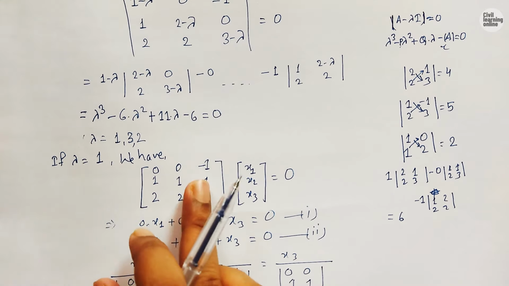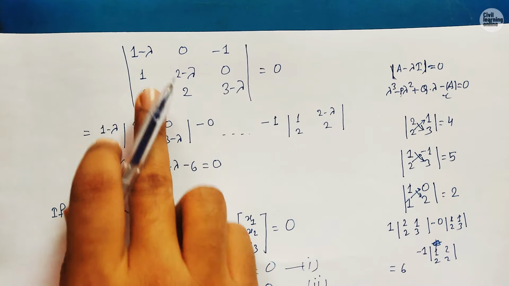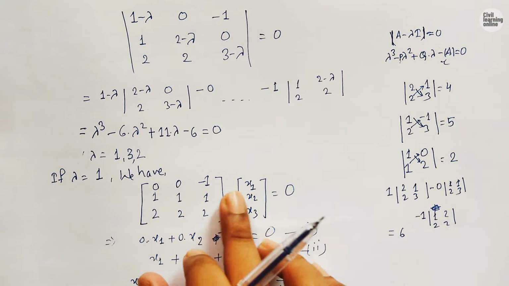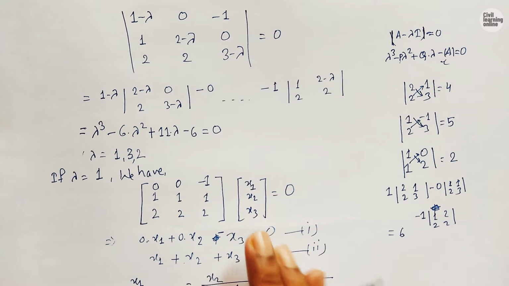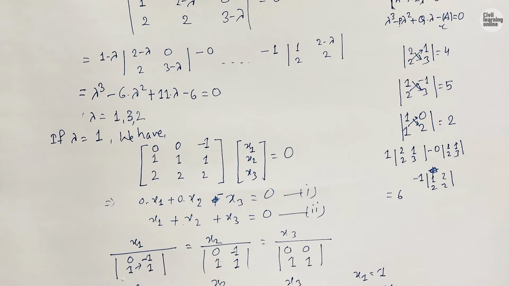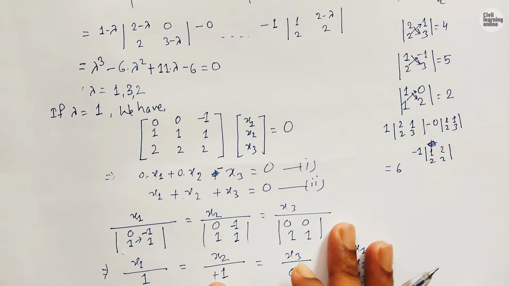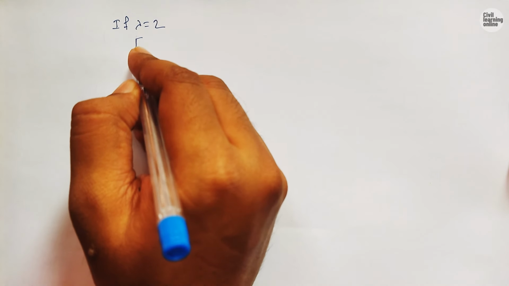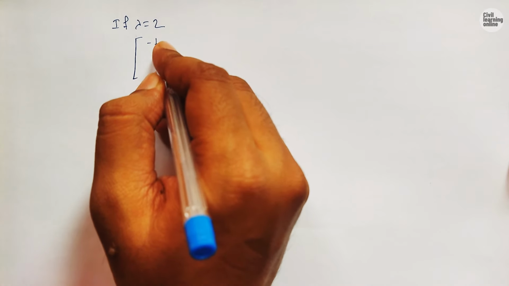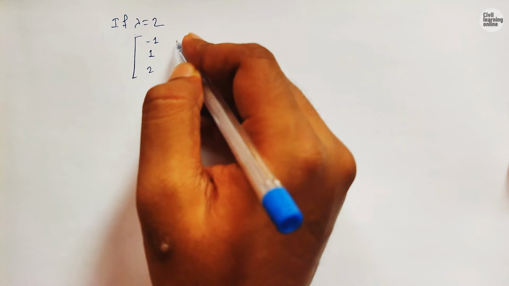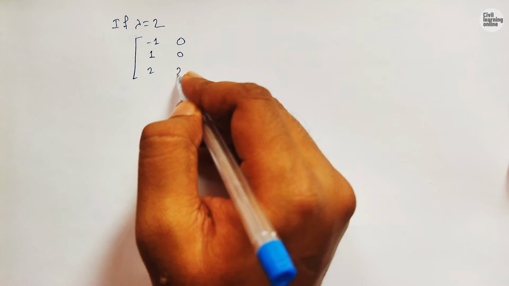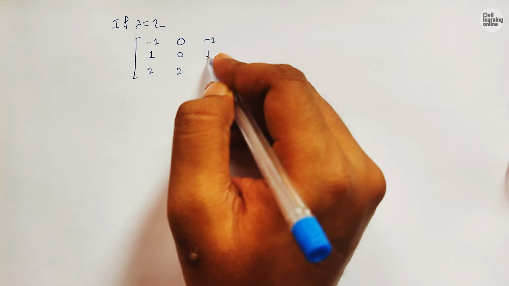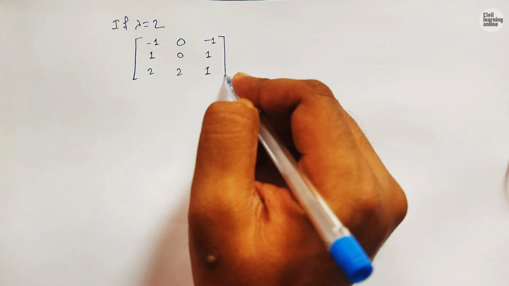The step is similar to what we have done for lambda equals 1. For lambda equals 1 we put 1 in place of lambda, and we got this, and then at the side we put x1 x2 x3 so that we could form the equation, and later we solve the equation using Cramer's rule to find the value of x1 x2 x3, like what we have done here. Similar steps will be done for lambda equals 2 also. So on doing so, we will get here -1 1 2 0 0 2 -1 1 1, and close this.